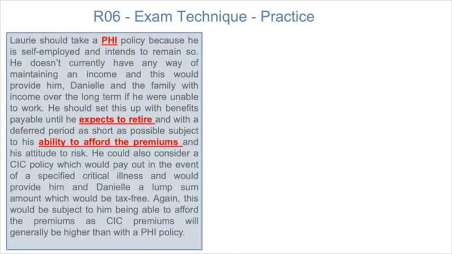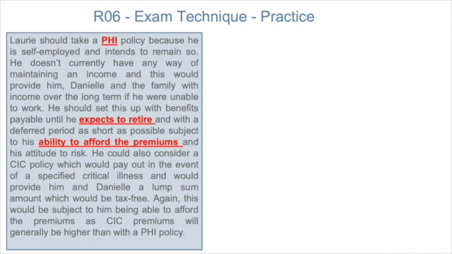Then he doesn't currently have any way of maintaining an income, and this would provide him, Danielle, and the family with income over the long term if he were to be unable to work. A couple of things that's wrong with that. There's no mention of a tax-free income, how often that income is going to be paid. We're looking for a regular income rather than a one-off piece. And also the phrase unable to work. We need to put why he can't work in order to claim on this policy.